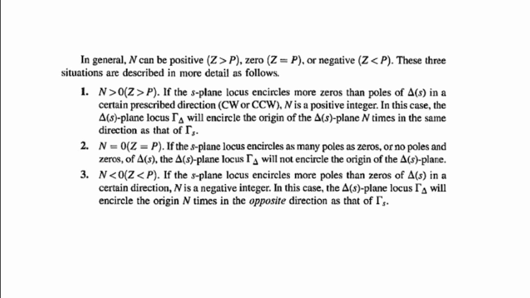Okay, so if the number of encirclements n is greater than 0, in that case the delta of S plane locus will encircle the origin n times in the same direction as that of the contour S. If n is 0, there won't be any encirclement about the origin, and if n is less than 0, then the contour which we have drawn in the delta of S plane will encircle the origin n times in the opposite direction to that of contour S. Okay, so this is what is called the principle of arguments.